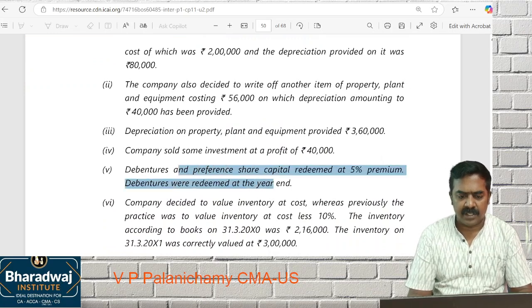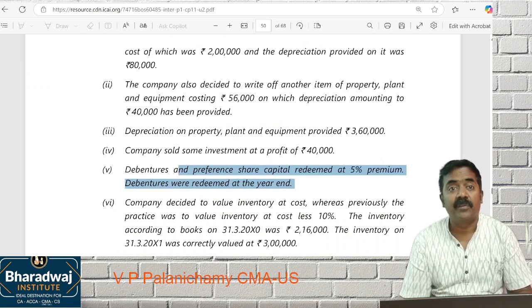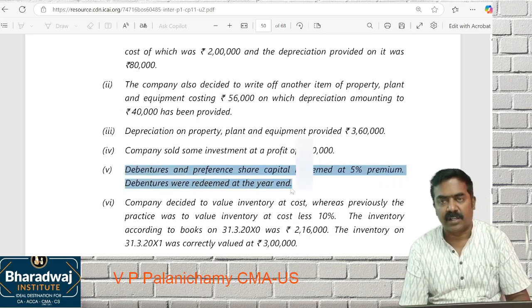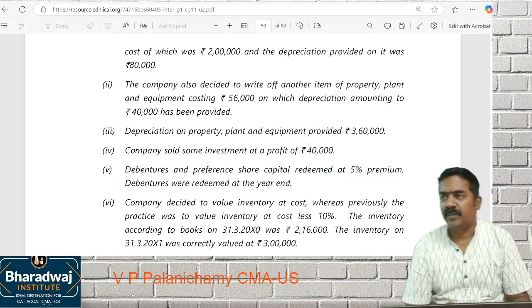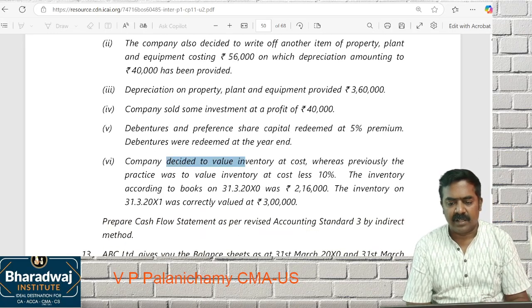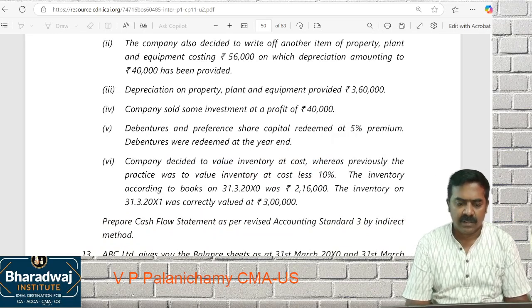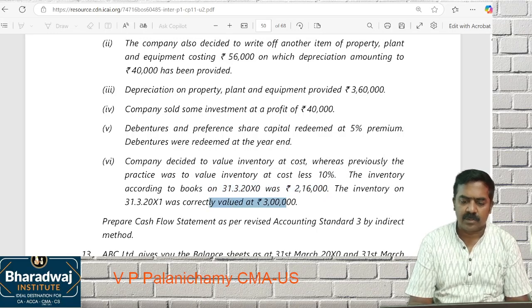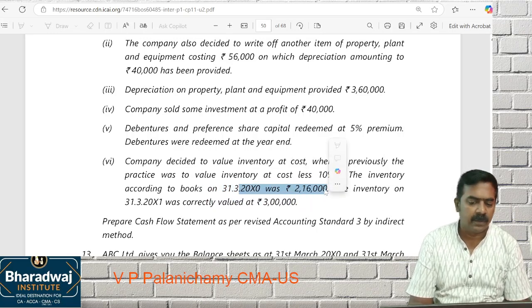Debentures and preference shares are redeemed at the end of the year. At the end of the year means you have to provide full year interest on the opening balance. We want to value the inventory at cost. Previously the inventory was valued at what? Cost minus 10%. Opening balance is 2,16,000. At the end of the year, there is no problem. Only opening balance, we have a problem.